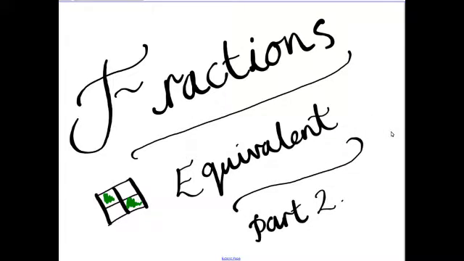Hey! Today we're going to continue to look at fractions and their equivalents. In the last video we had a look at what equivalent fractions are, and in this video we'll look at how we can find equivalent fractions to compare and order.